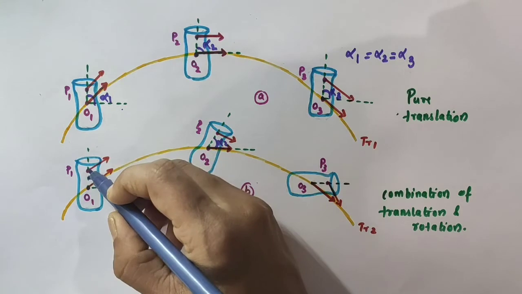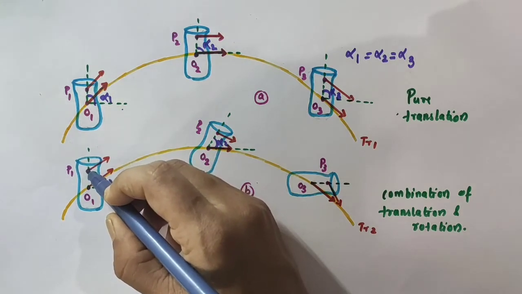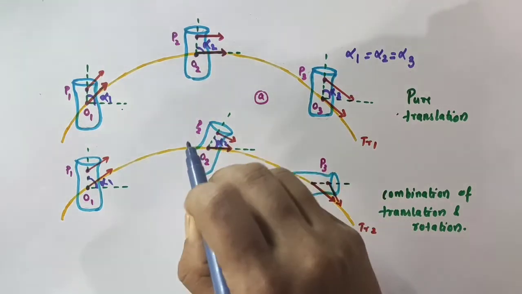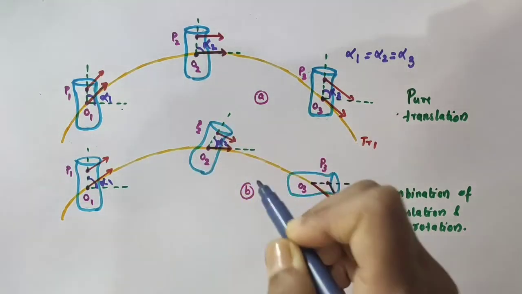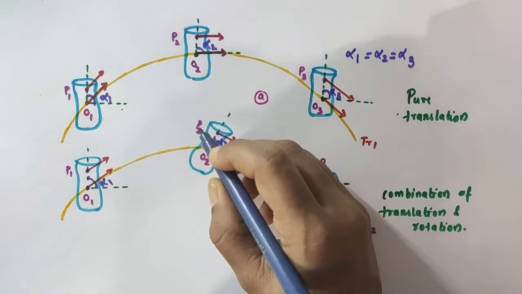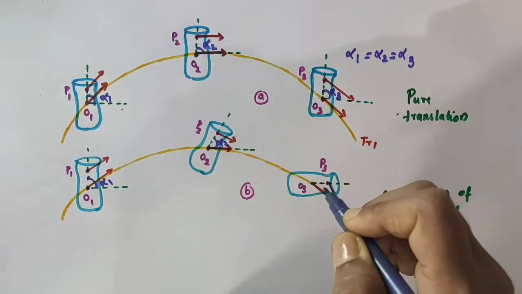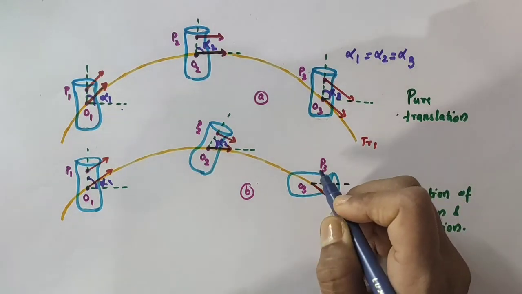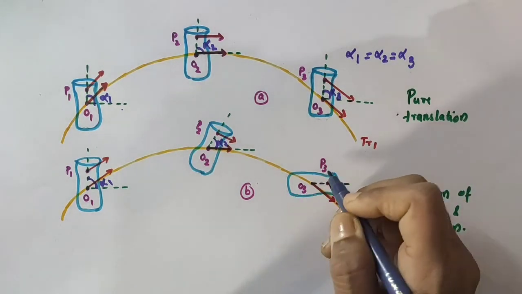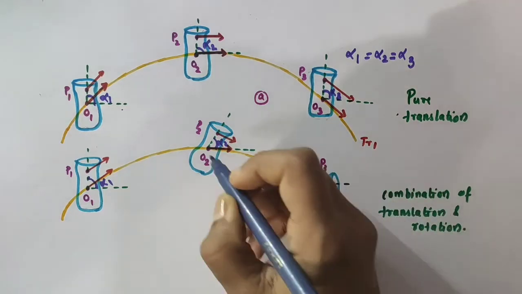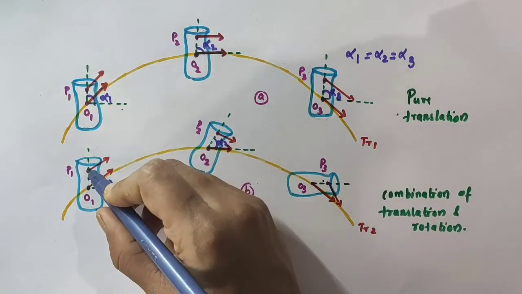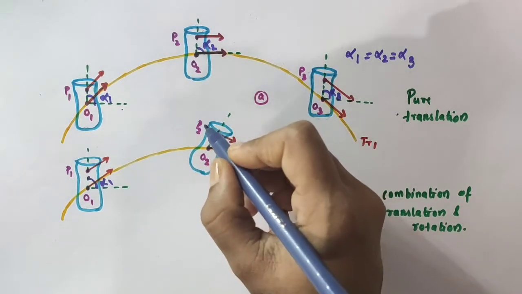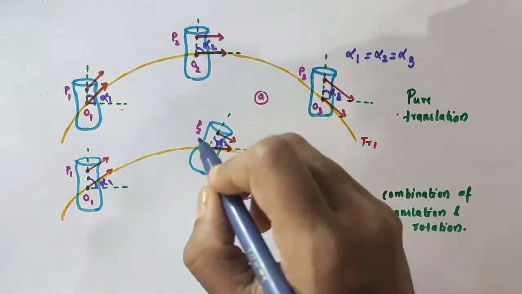We are considering the topmost point here. If you consider the topmost point of the cylinder as P1, then P2 is also the same point, but this is the situation at a different instant of time. That is why we are giving the subscripts P2, O2. Then this is the situation at another instant of time, which is why we change the subscript to O3, P3 like that. Actually these are the same points. We just named it P2 because this is the situation at another instant of time.